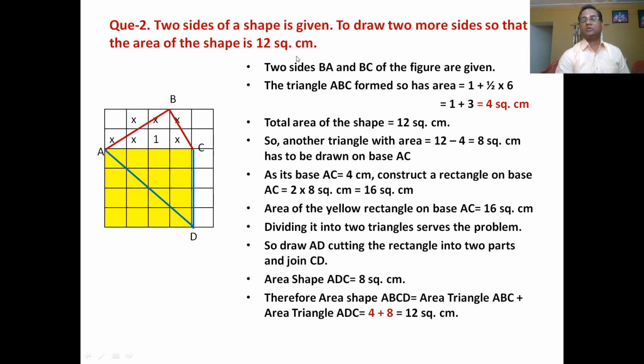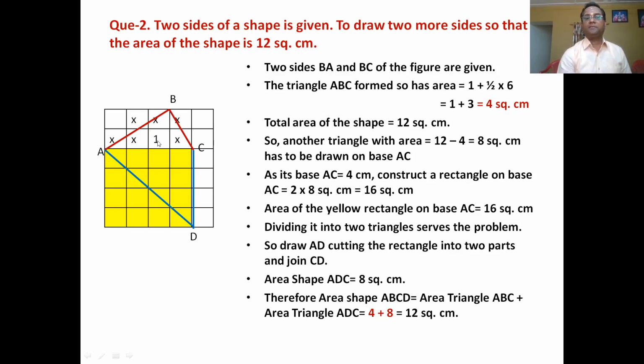In the same way, one more sum is discussed. Two sides of the shape are given. You have to draw two more sides so that the area becomes 12 square centimeters. Here AB and AC are already given. So when you have to find the area of this triangle, you can find it either by the formula half base into height or by counting number of full squares and number of half squares. Anyway, using any method you can do. Here I have done using the method counting half squares and full squares.